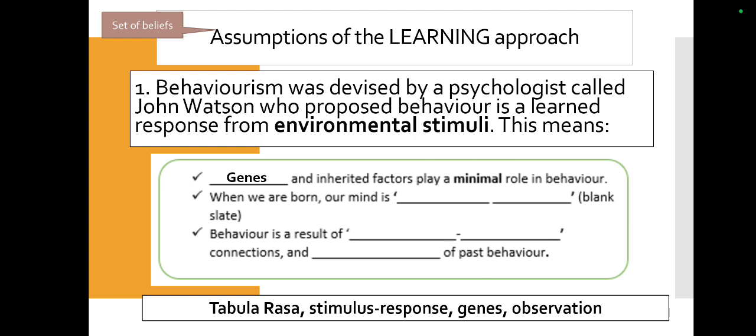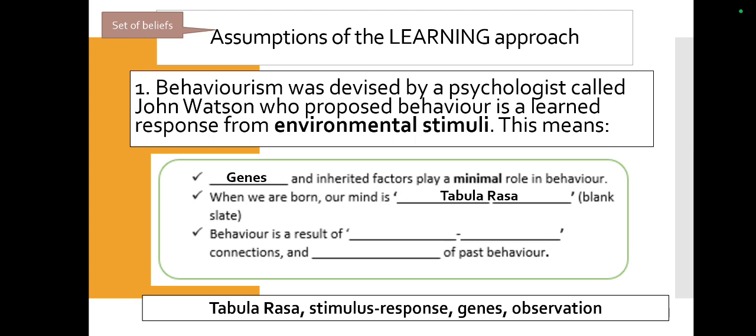So genes and other inherited factors play a minimal role in behaviour. In fact, some extreme behaviourists argue that they don't do anything at all. They merely contribute superficial things like your hair colour, your eye colour, your stature, etc. But they don't actually contribute in any way to behaviour. What they argue instead is that when we are born, our mind is a blank slate. Now, to use the correct terminology in psychology, that would be a tabula rasa. So that is a blank slate.